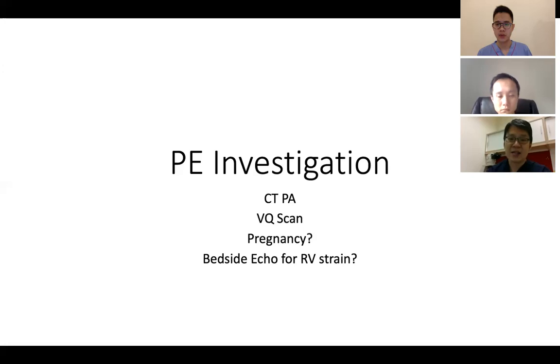So the guidelines actually say, when the woman is pregnant, what do you do when you suspect PE? You do an ultrasound DVT. If the ultrasound DVT is positive, then you don't need to scan her. You just assume that she has a PE because she already has a DVT. However, if the DVT scan is negative, then you proceed on and do a VQ scan. Okay. You don't do a CTPA.